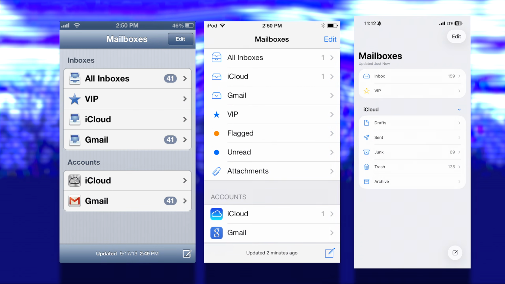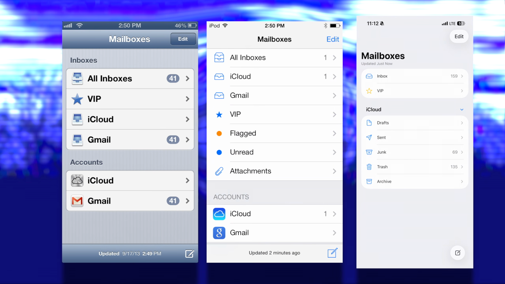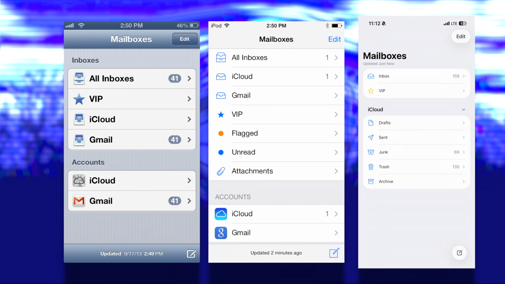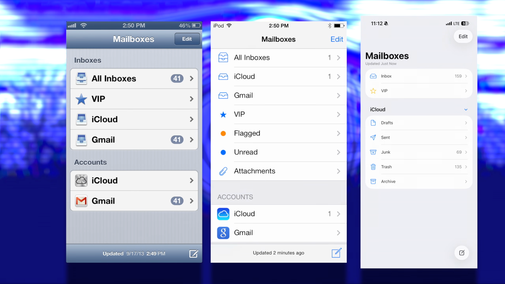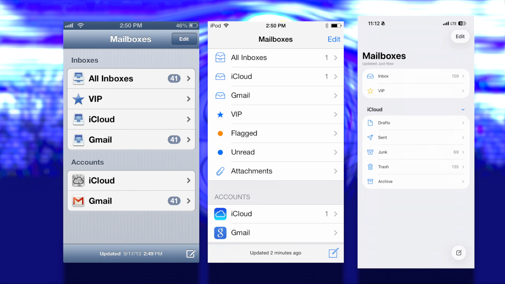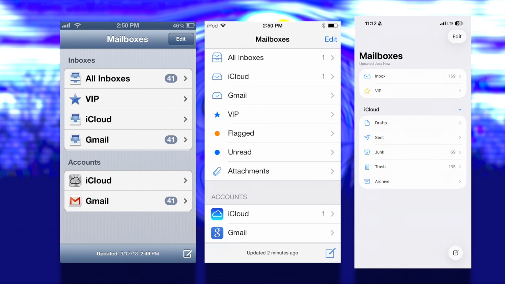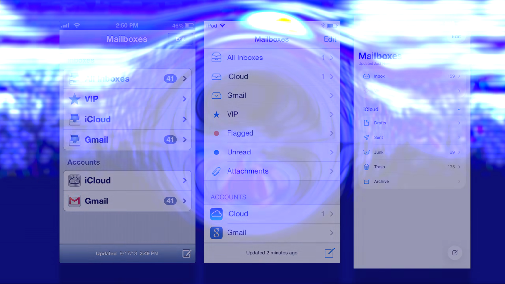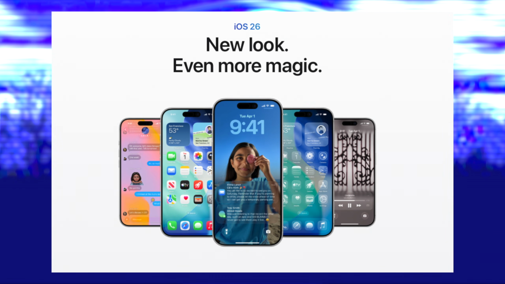Mail is another case of no glass here, just a mix of iOS 6 margins and curves and iOS 7's flatness. Is liquid glass anything? iOS 7 had a style and iOS 6 had a style. It's clear by looking at both of them side by side. iOS 26 doesn't seem to have a style, and is just picking blindly from the last two major styles of iOS. Apple's website calls iOS 26 a new look, even more magic.